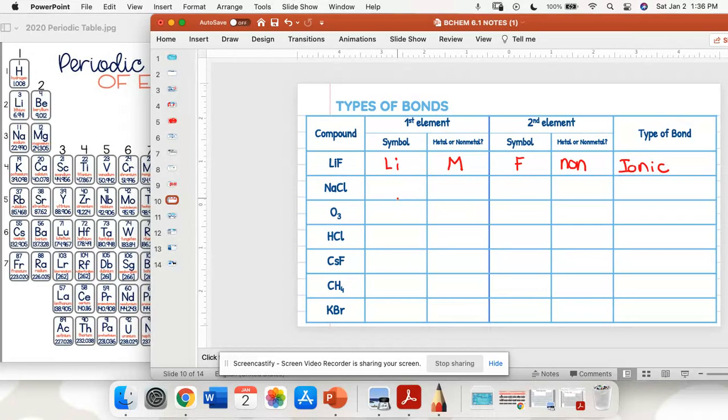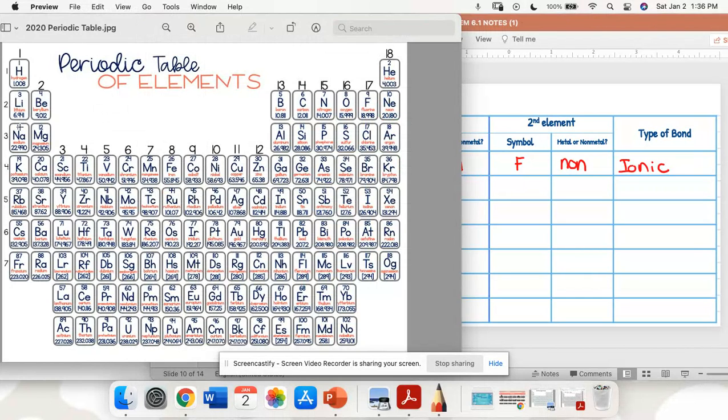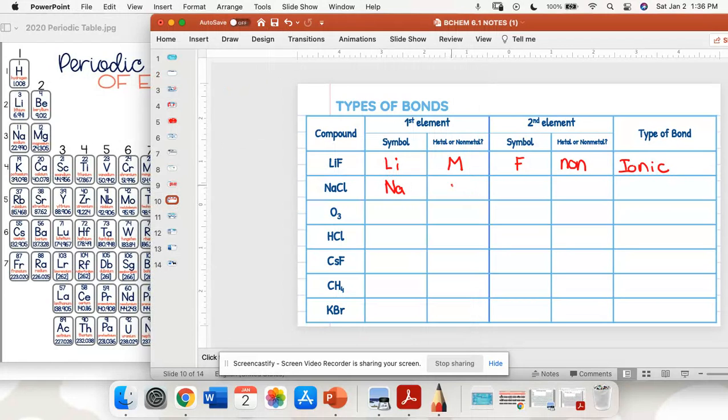All right, the next one, and I'll do the first few and then I will give the rest to you. So the first symbol is Na, and we look on the periodic table. Na is atomic number 11, all the way on the left side. Na, or sodium, is considered a metal.